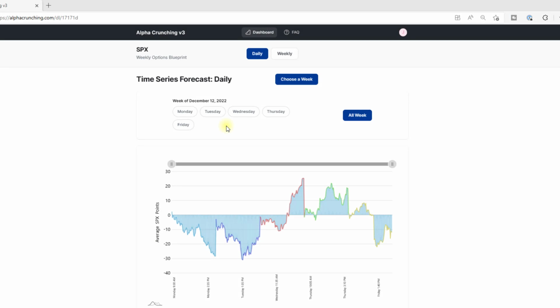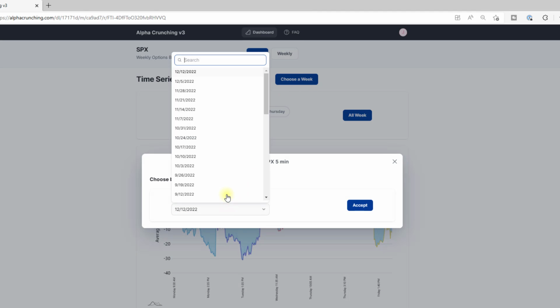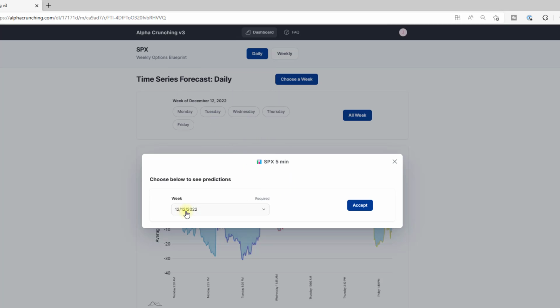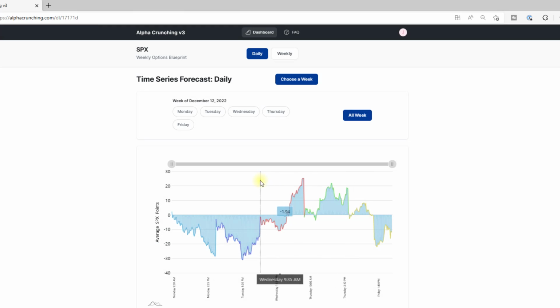All right, we are logged into alphacrunching.com and looking at the forecast for the week of December 12th. To change that, you can go into different weeks, previous weeks, but at the time of this trade we're going to walk through, we were looking at the week of December 12th. These charts become available before the week starts. So on Sunday night, or December 11th, we could be looking at these charts.